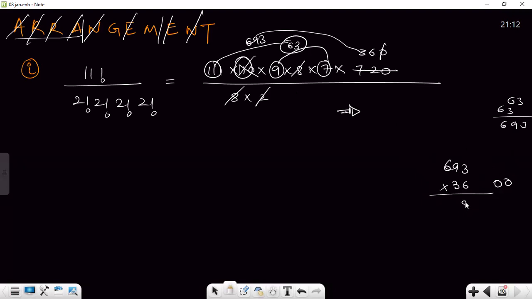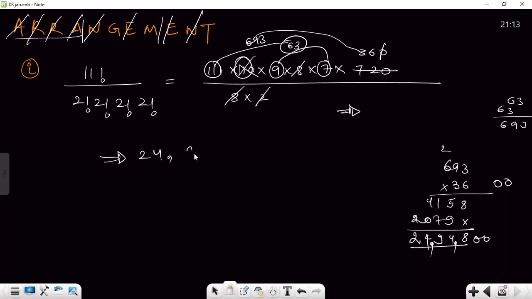6 threes are 18, 1 carry, 9 sixes are 54, 55, 5 carries, 6 sixes are 36 plus 5, 4158. 3 threes are 9, 9 threes are 27, 2 carries, 6 threes are 18 plus 2 becomes 20, 8, 9 plus 5 is 14, 1 carry, 9 plus 1 is 2 with two zeros. So this has become 24 lakh 94,800. So my answer is precisely correct.